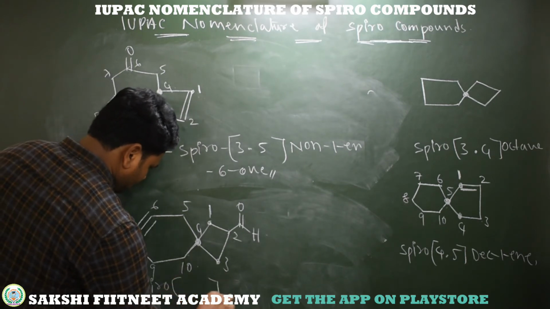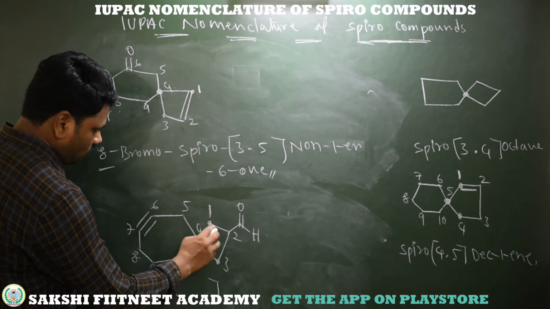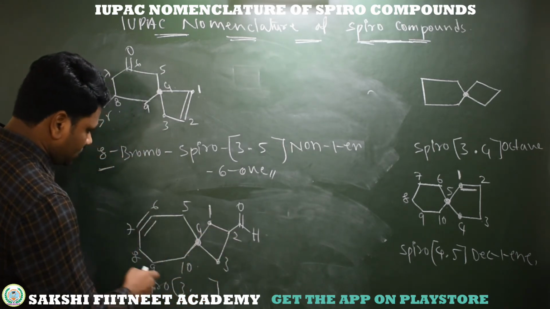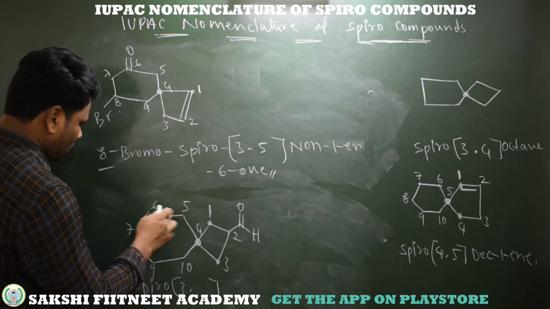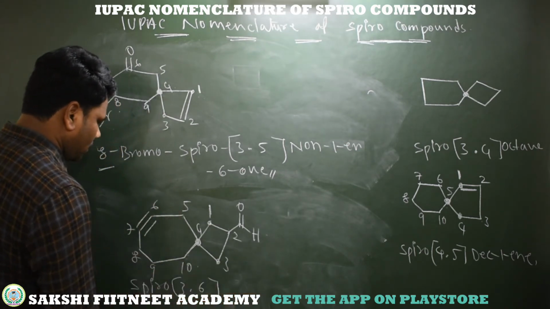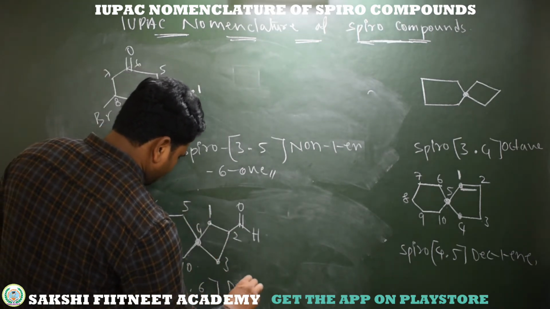I am just keeping a square bracket. Here, in this small ring we have 1, 2, 3 carbons, so it becomes 3. And in this large ring we have 1, 2, 3, 4, 5, 6, so 6. Now I am taking the number of carbons in this spiro compound, which is 10, so its word root would become dec.